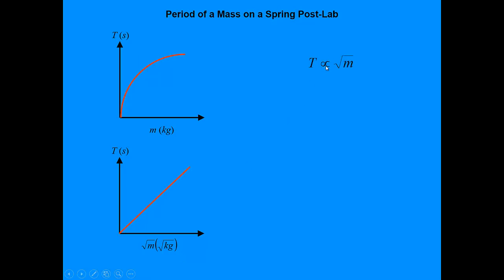Hence, the period is proportional to the square root of the mass. If the mass quadrupled, the period would only go up by 2. If the mass went up by 9, the period would only go up by 3. Notice that means the mass increases faster than the period does, which is why the graph gets less and less steep.